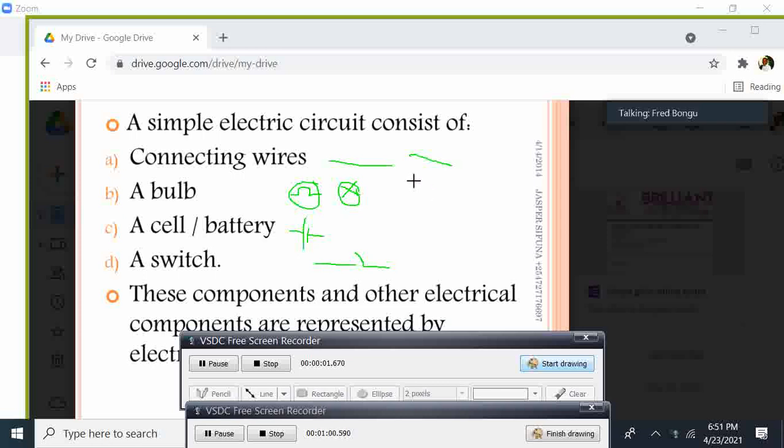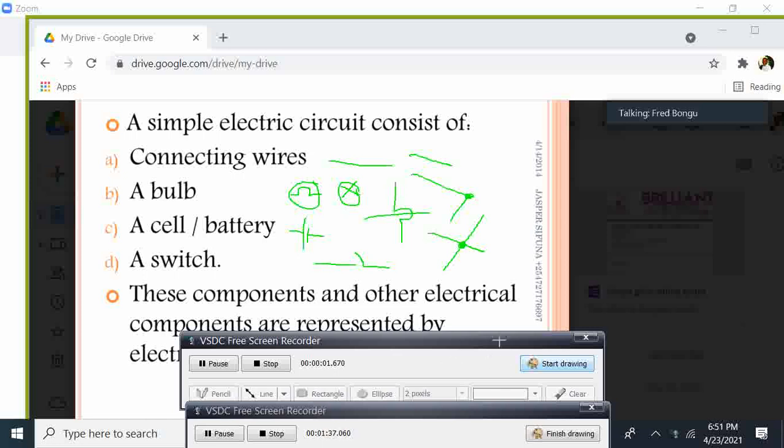So whenever you see a straight line, it means a connecting wire. When two wires connect, sometimes you put a dot to show that there's a connector. And when two wires cross each other and they are not connected, you just put a loop like that. That means these wires are not connected. But if I draw this wire and then put a dot, it means the two wires are connected. These wires are not connected.